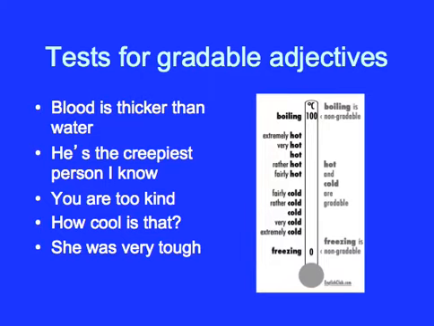Here's some, just to repeat some of those tests for gradable adjectives. Blood is thicker than water. He's the creepiest person I know. You're too kind. How cool is that? She was very tough. They're all gradable adjectives, okay? But when we get to the extremes of the grade there, we get to absolute adjectives, which are not, okay? So boiling and freezing, we can't use those particular comparatives or superlatives with those absolutes.